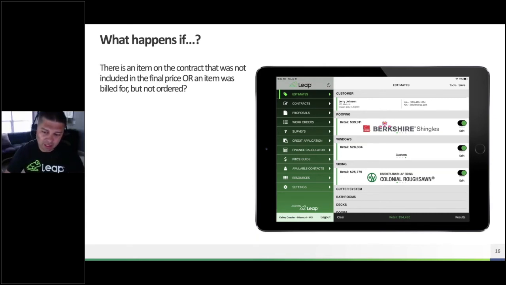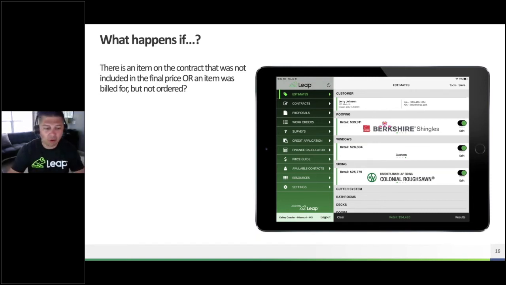So reps are filling out contracts, handwritten or even digital, and they're turning them in. And then you usually have somebody else that has to interpret that document and put the pieces together on what the sales rep sold with what actually has to be ordered and installed. So there are times when a rep will sell something and it is not included on the contract.